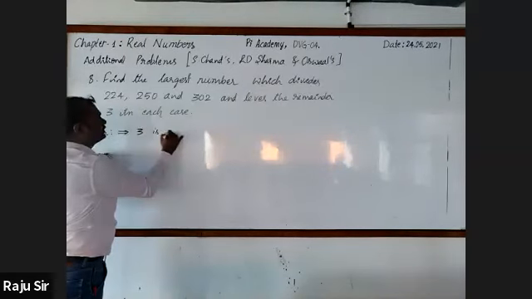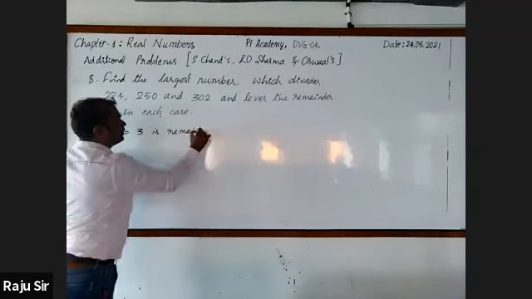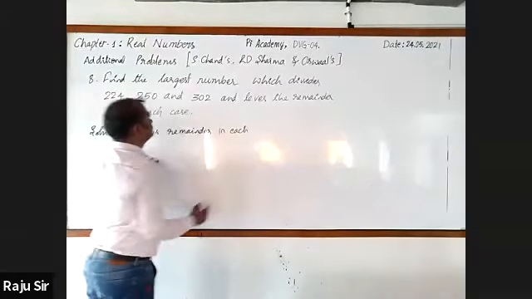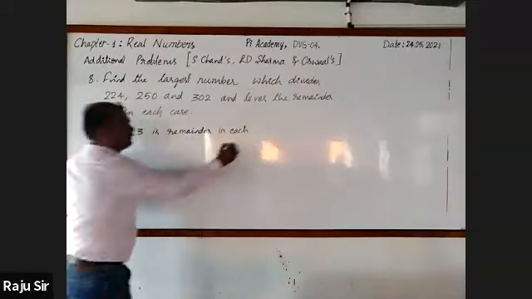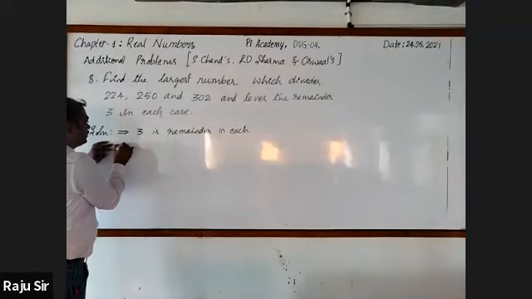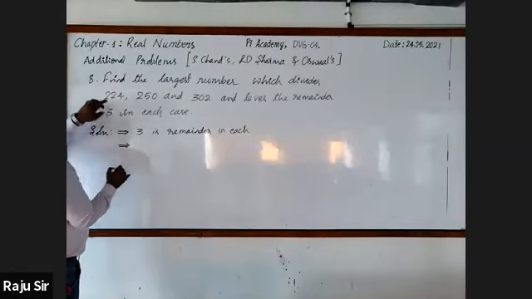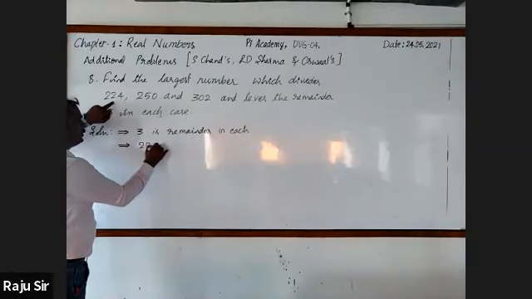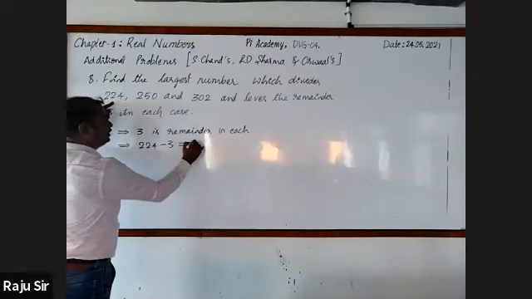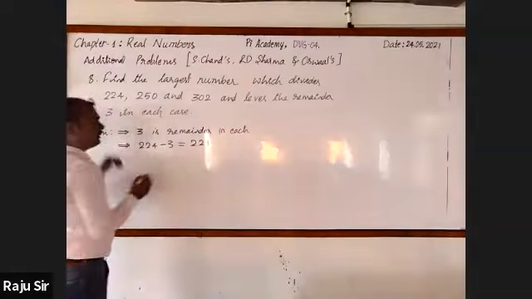3 is the remainder in each of the given numbers. Please write with me. The first number is 224. In that 3 is extra, so subtract. You'll get 221.